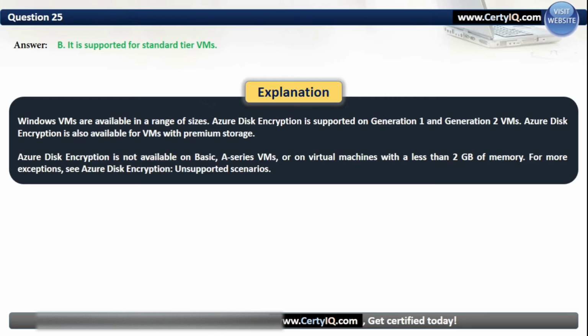Windows virtual machines are available in a range of sizes. Azure Disk Encryption is supported on Generation 1 and Generation 2 virtual machines. Azure Disk Encryption is also available for virtual machines with premium storage. Azure Disk Encryption is not available on basic A-series virtual machines or on virtual machines with less than 2 GB of memory. For more exceptions, see Azure Disk Encryption unsupported scenarios.